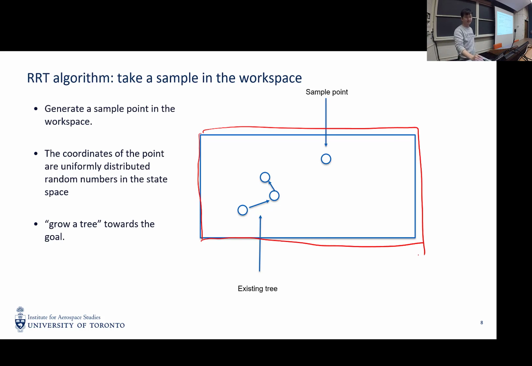So basically, if we have an existing tree here, we use some random number generators to generate some x and y coordinates, and then we put the sampling points based on those x and y values here. So this is the first step of the RRT algorithm: to generate a random sample.